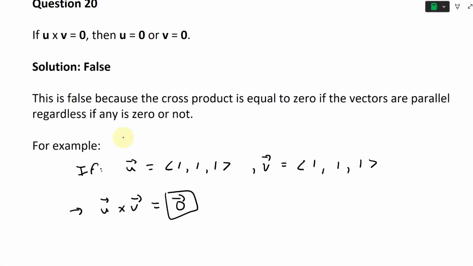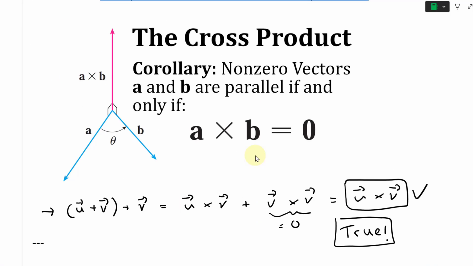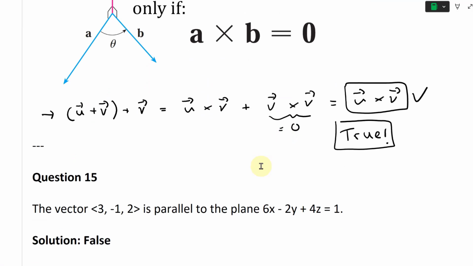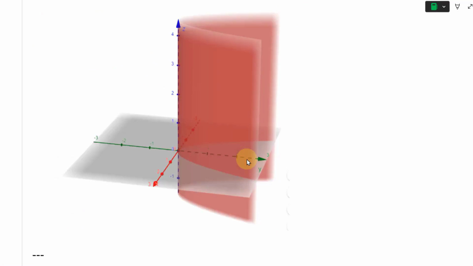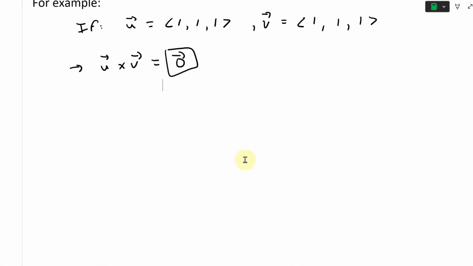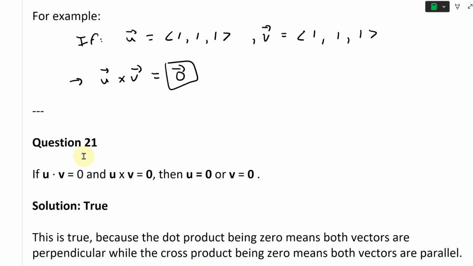We could solve that, but we don't even need to, because it's pretty straightforward and we have already covered this in my earlier video. For the cross product, two non-zero vectors a and b are parallel if and only if a cross b equals 0, and if they're equal to each other, that is also 0, because it's still parallel. So that is that.